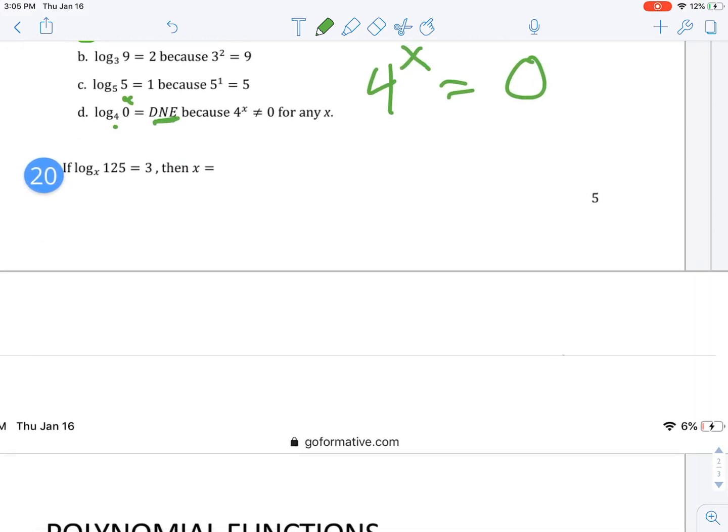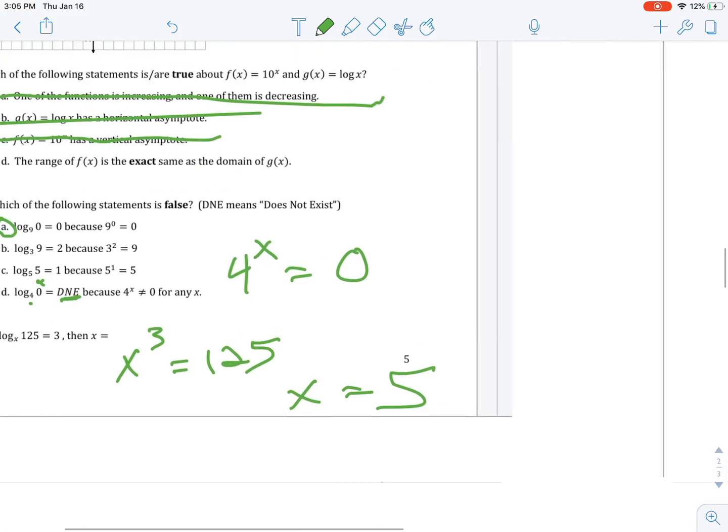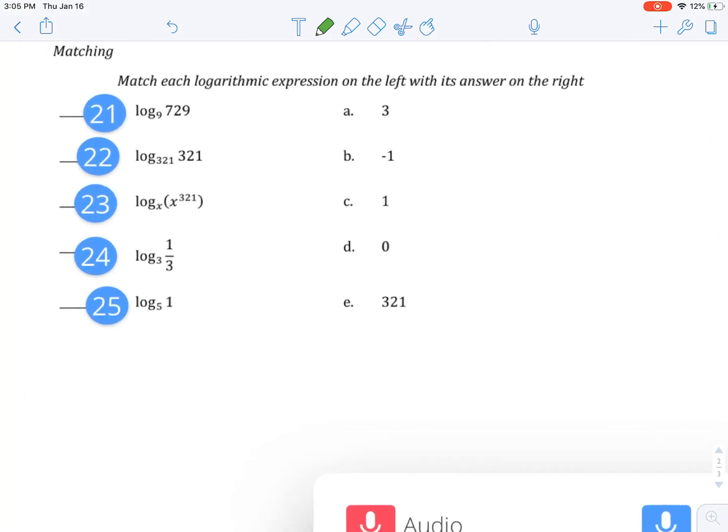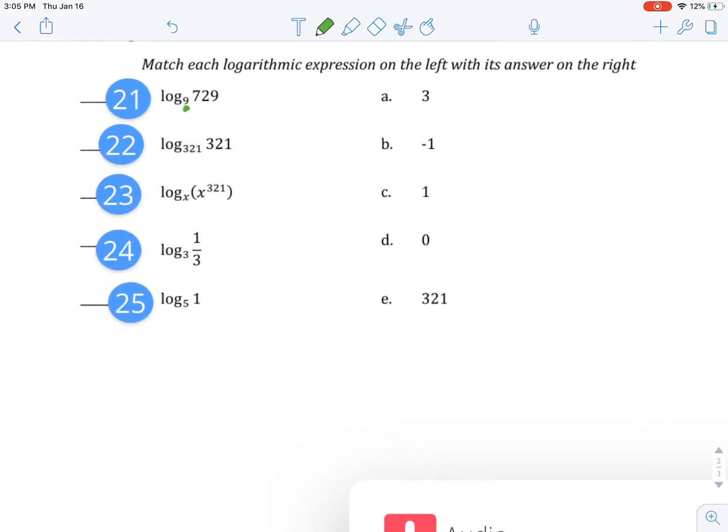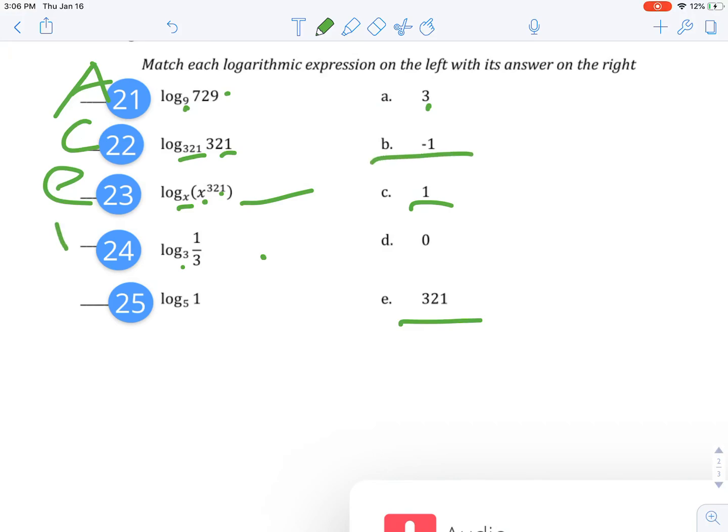20 is multiple choice, but it's been cut off, so I'll just solve it. This is like x to the third is 125, and that is 5. Okay, 21. Matching. All right, so I know that 9 to the third power is 729. And I know that 321 to the first power is 321. And I know that x to the 321st power is x to the 321st power. And then we got 3 to something is 1/3. That would be -1. And 5 to the 0 is 1.